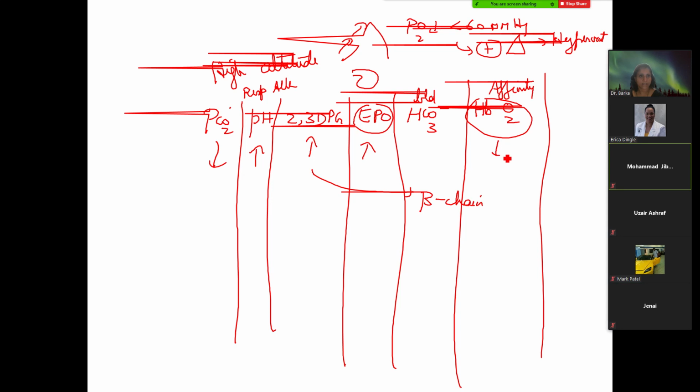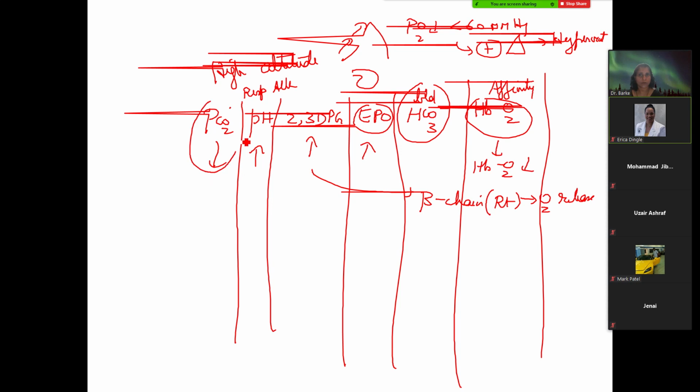Decreasing, because whenever 2,3 DPG increases, it will go and bind to beta chain and displace oxygen. The curve shifts to the right. It's releasing oxygen to the tissues. And if oxygen is released to the tissues, what's happening to affinity of hemoglobin for oxygen? Decreases.